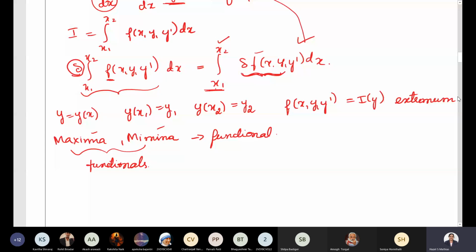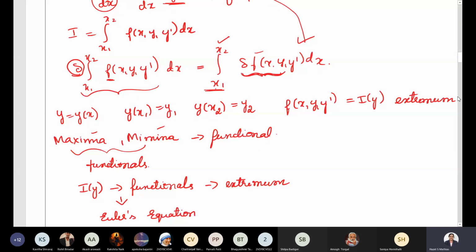For that, we need a necessary condition. I of y stands for what? Functional, which is given in terms of definite integrals. Here we are going to deal with the maxima and minima of functionals, and there is a necessary and sufficient condition for the functional to attain an extremum, which is obtained by Euler's equation. So this is what we are going to learn in the beginning. Okay, everybody clear?